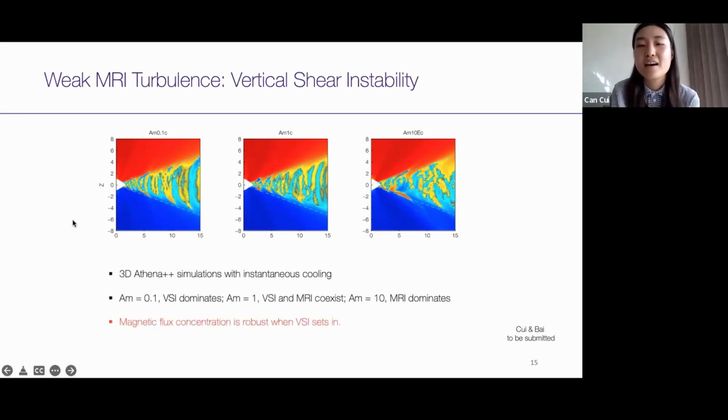But we did another simulation with very short cooling time in the disk, which is the condition for the vertical shear instability, which will be the second part of this talk. I will just address here that once we have very fast cooling, we find that in the models where the MRI turbulence is very weak, the VSI can dominate or coexist with the MRI in the disk. And also the flux concentration phenomenon is very robust. It is present even when the vertical shear instability sets in.